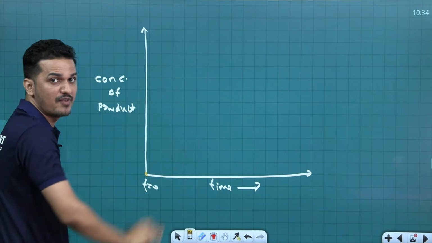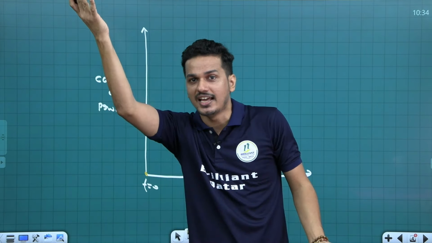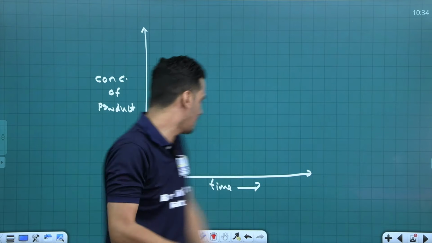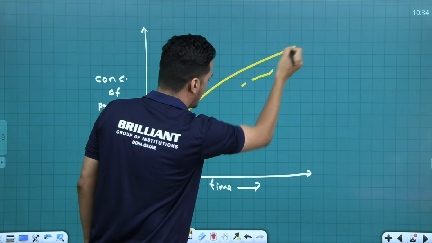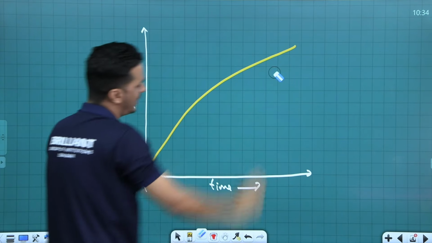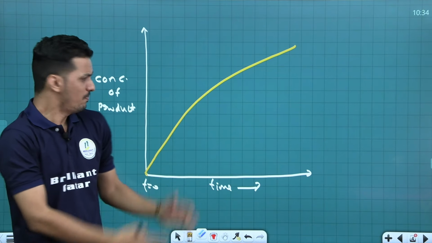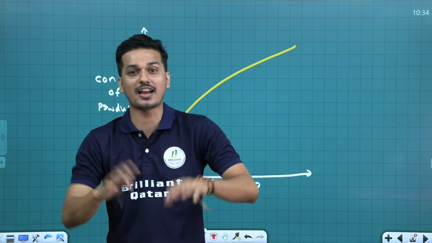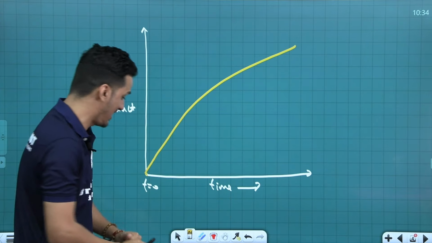And whenever time goes, what will happen? The reactant concentration decreases and the product concentration increases. So the graph will be like that: as time goes, the product concentration increases. Okay, so like this only the graph. By using this graph, how can we express the R average as well as R instantaneous? Let's look at R average first.